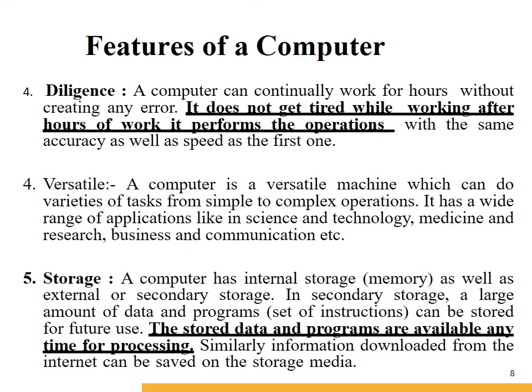So a computer has internal storage memory as well as external or secondary storage also. So in secondary storage, large amount of data and programs can be stored for future. The stored data and programs are available anytime for processing. Similarly, information downloaded from the internet can also be saved on the storage media.